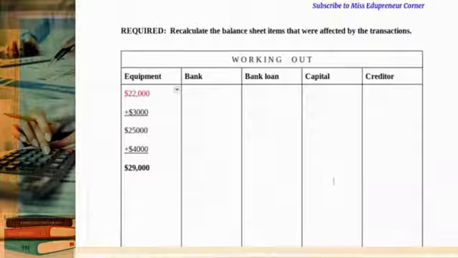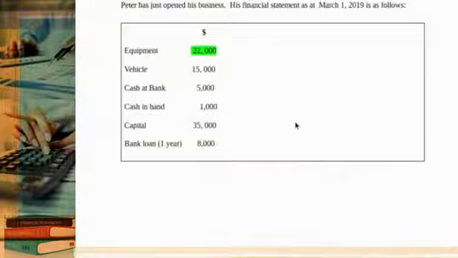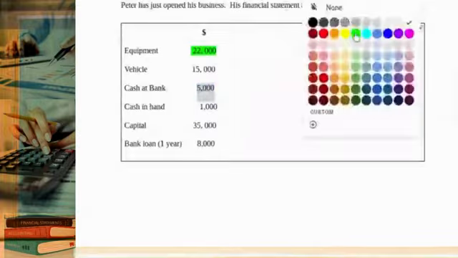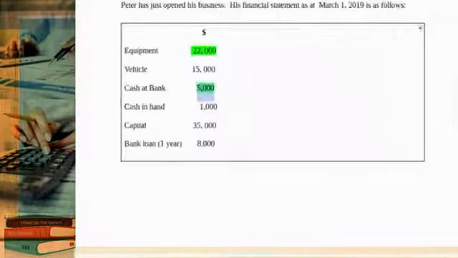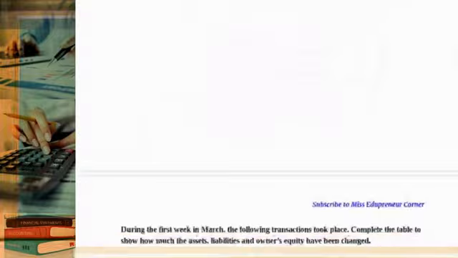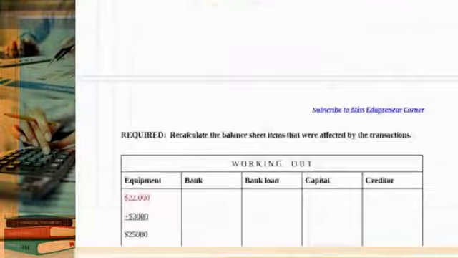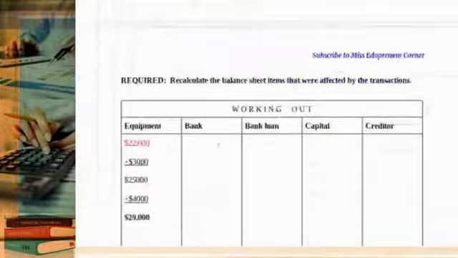All right, so now that we're through with equipment, we're going to recalculate the figure for bank. So again, we go back to the old balance sheet and we pick up that original figure that was there for bank or cash at bank. It's the same thing. Here we have it, $5,000. So original figures in red.